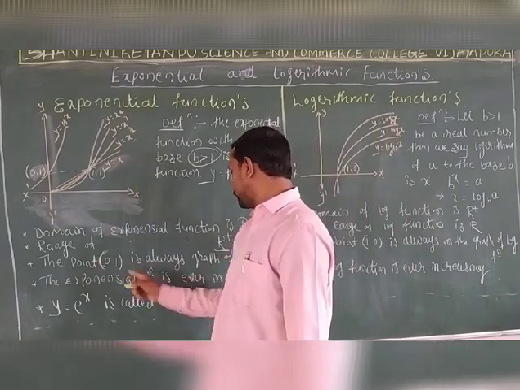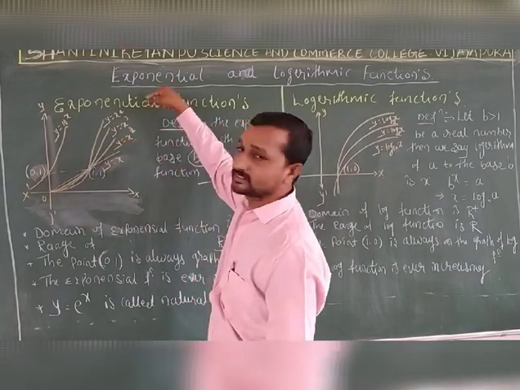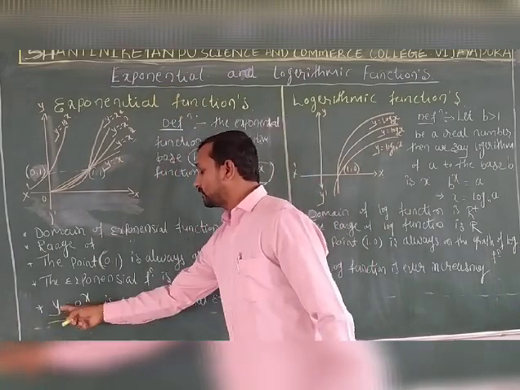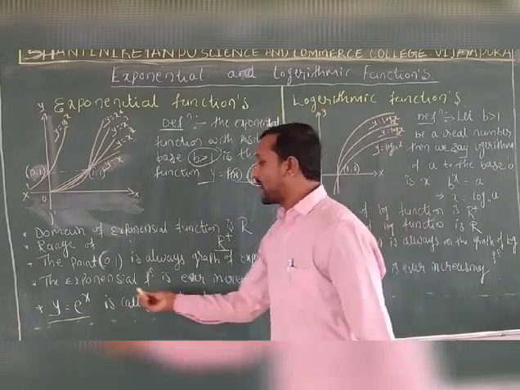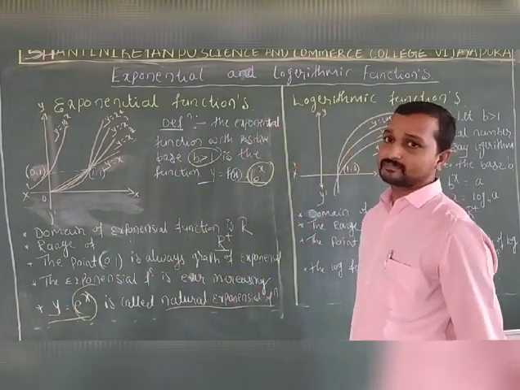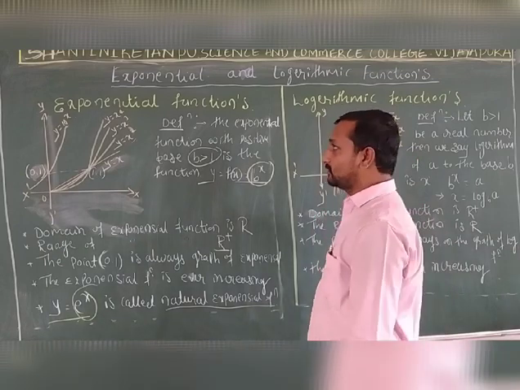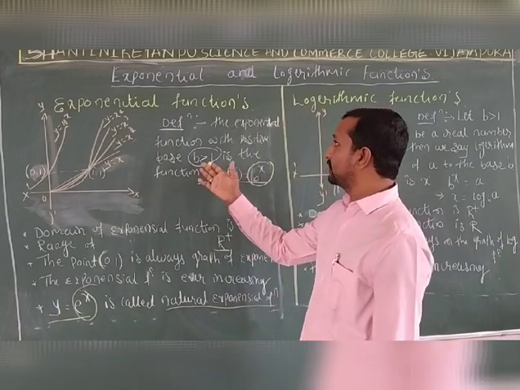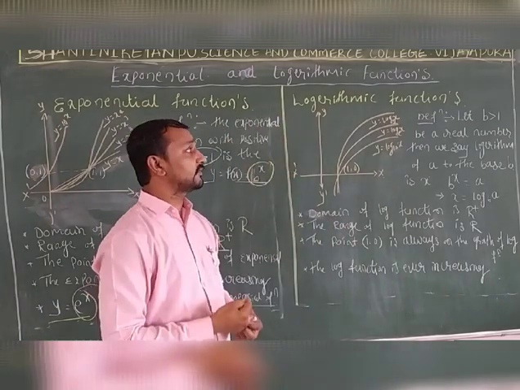Okay, so here the exponential function is ever increasing. Exponential function is an ever increasing function. Is that clear? And y equal to e raised to x is called the natural exponential function. So y equal to e raised to x is called the natural exponential function. This is all about the exponential function. If you have any doubt, see your textbook, where clarification is there. Then we'll go for the logarithmic function.